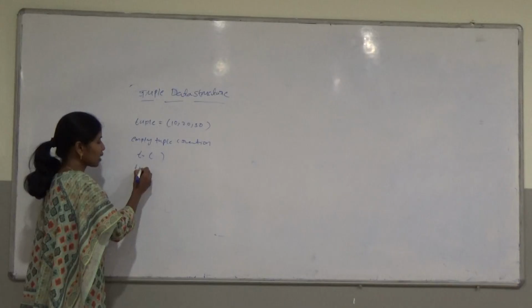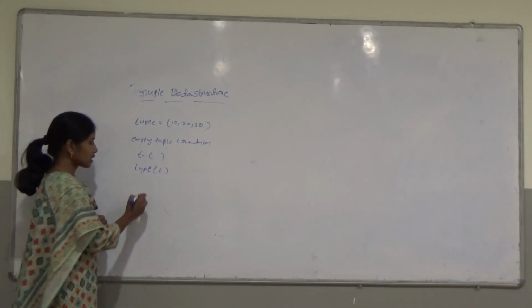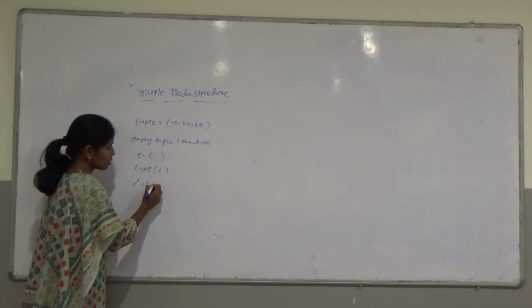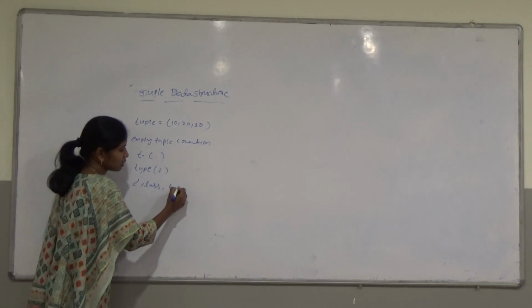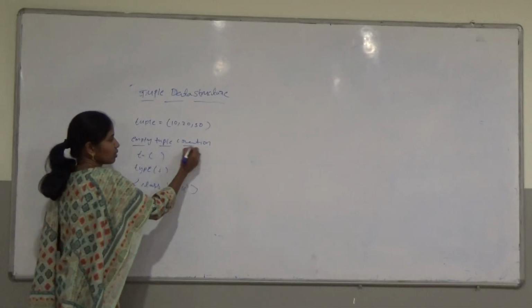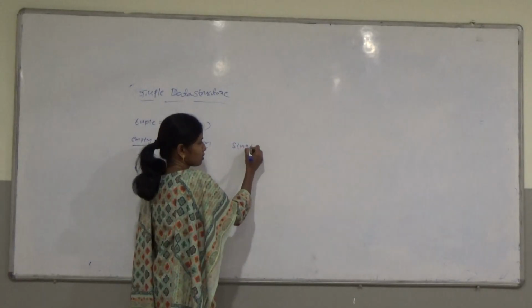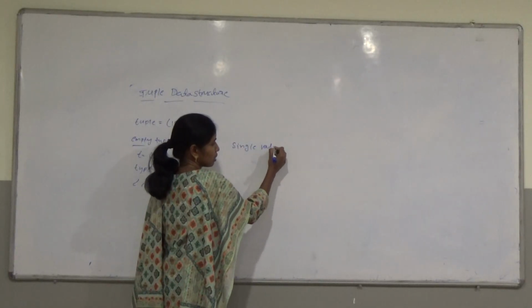We can find out the type by using the type function. Type of t: the type of t is class tuple. This is the empty tuple creation. Next, single value tuple creation.